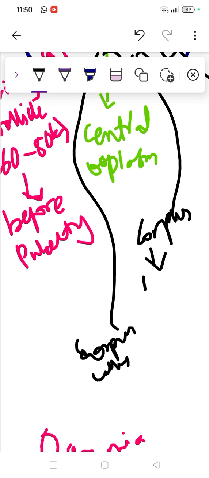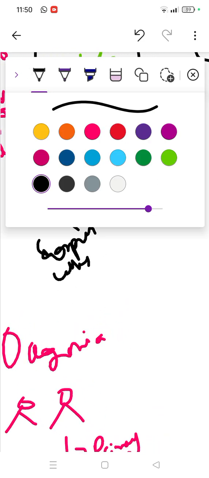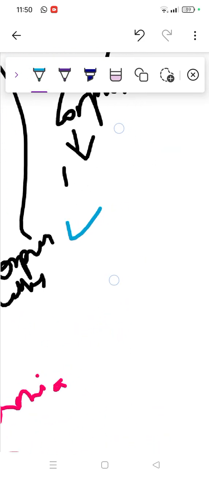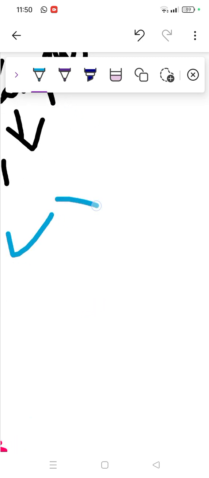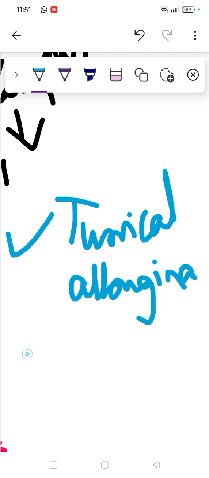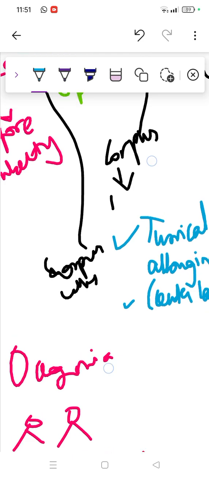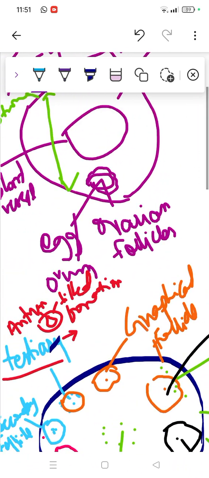Then after that, we have the outer layer. The outer layer is called the tunica albuginea. I hope the chart is clear to you, which is also called the outer layer. So yes, this was the internal structure of the ovary. I'm sure it's very much clear to you.